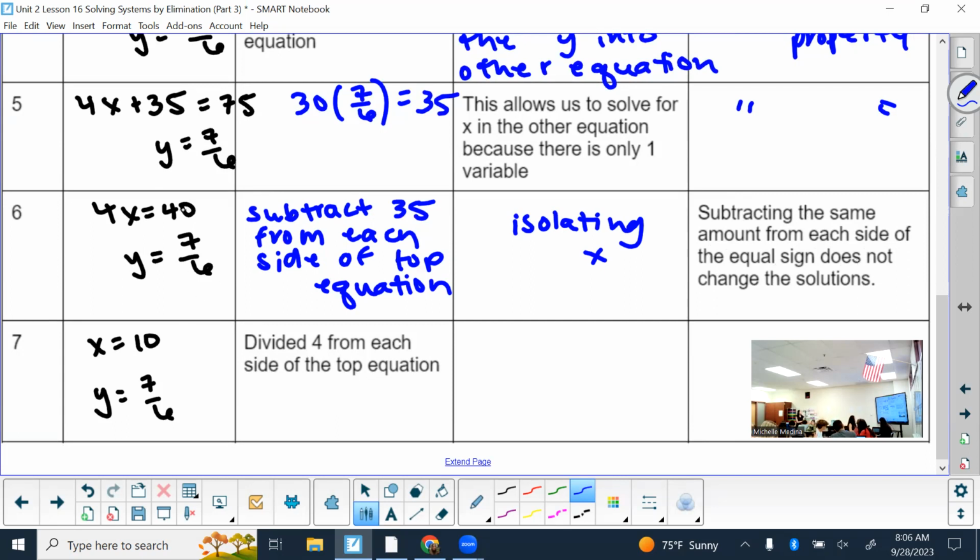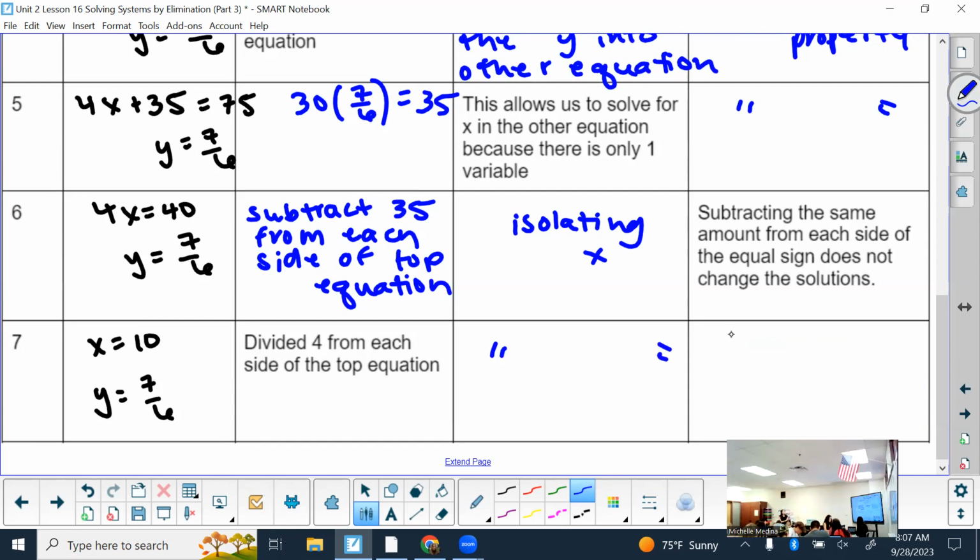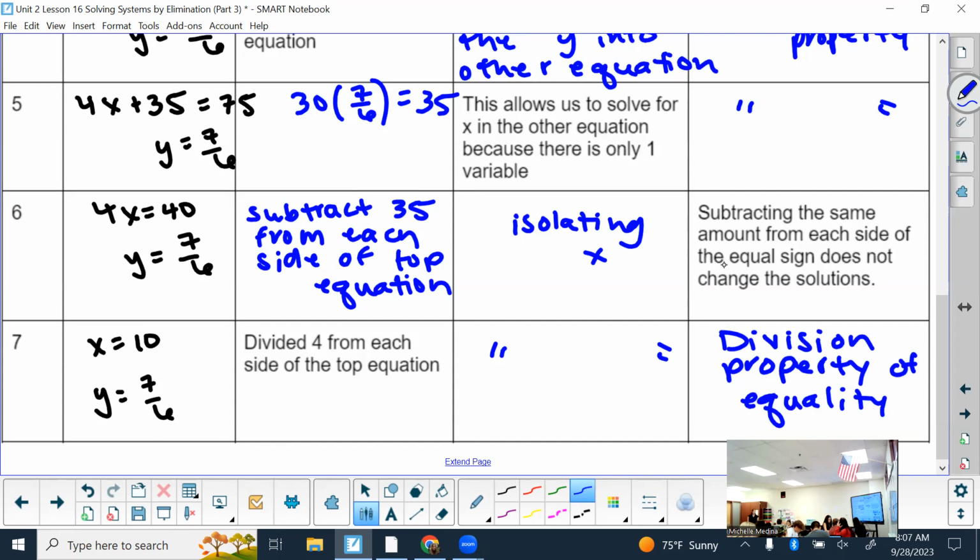All right, what's the last thing they would have to do to get x alone? Divide 4 from each side of the top equation. How that helps us solve, again, I would say because we are isolating x. And that would be what property if you had to divide from each side? The division property of equality. Which, if you wanted to phrase it like it was here, you could say dividing the same amount from each side does not change the solution. So that's, in other words, the division property of equality. Good, any questions?